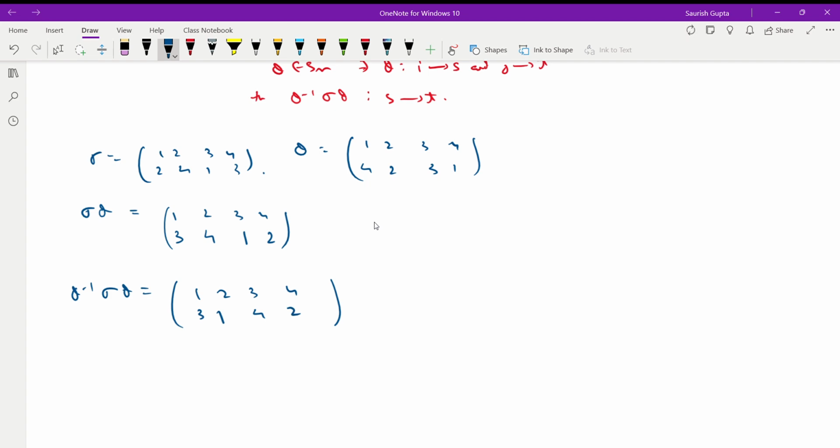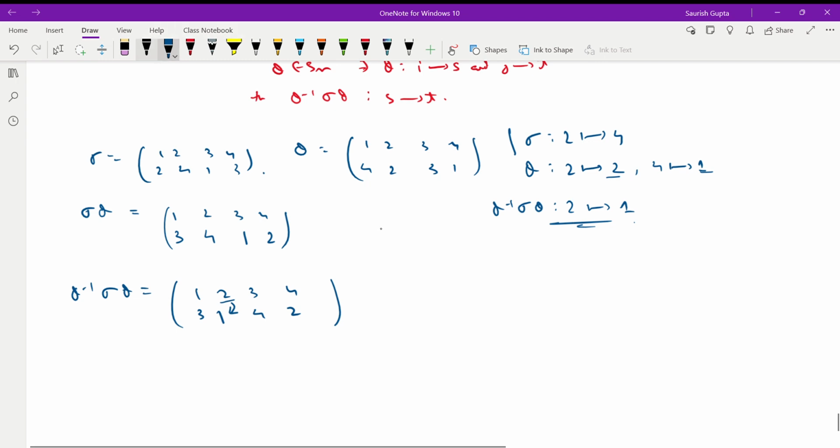Let us check our observation. Sigma sends 2 to 4, and theta sends 2 to 2 and 4 to 1. But what does theta inverse sigma theta send 2 to? It sends 2 to 1. Right? So 2 is sent to 1. Yeah, that is what I was talking about. Clear? Moreover, what observation do we actually get from here?